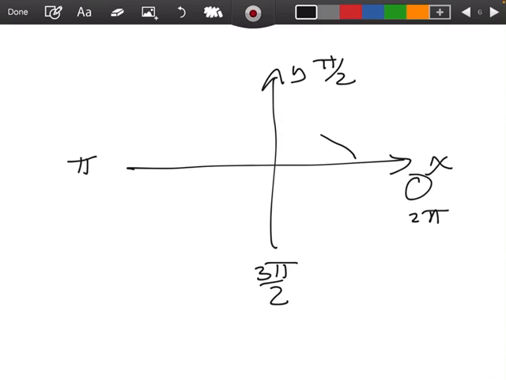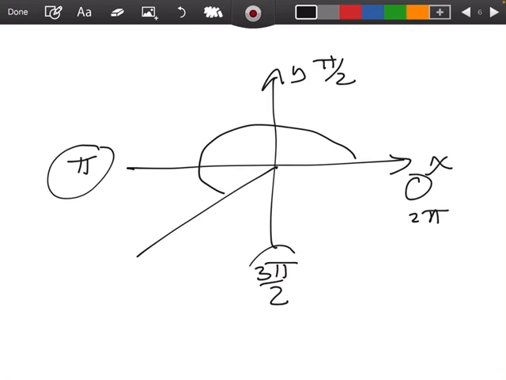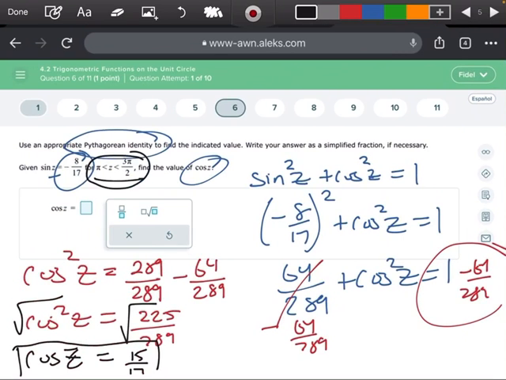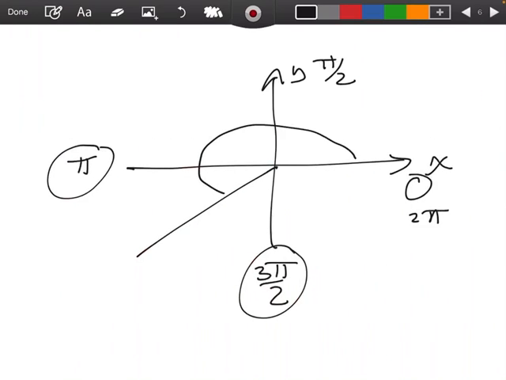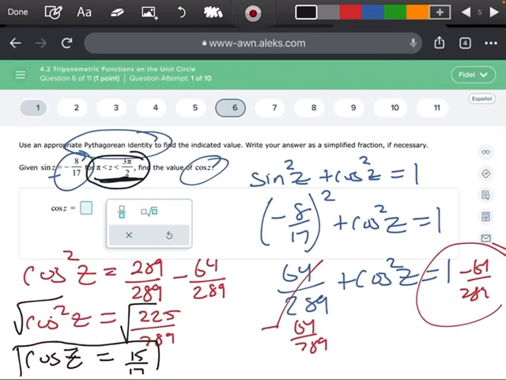And it told us that our angle z was somewhere between pi and 3 pi over 2, right? Because we had that piece right here. So if we have that, we have our point. Remember, if we have our point here, then we are in quadrant 3. And in quadrant 3, both x and y are negative. And since the cosine is defined as our x value, then this is going to have to be a negative 15 over 17, okay? And so this would be my answer for number 6 out of 4.2.